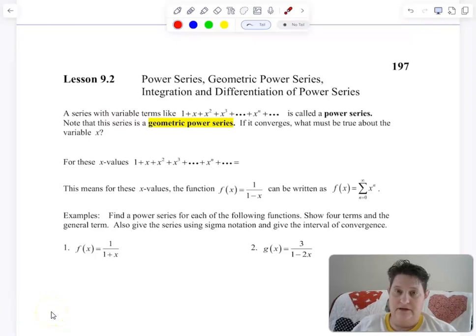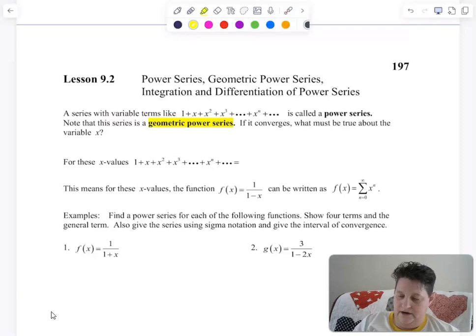All right, guys, let's get into lesson 9.2. So, we're going to talk about power series because they're super powerful and we can do a lot of cool stuff with power series, okay? A series with terms like 1, x, x squared, x to the third, x to the n is called a power series. This in particular is a geometric power series.